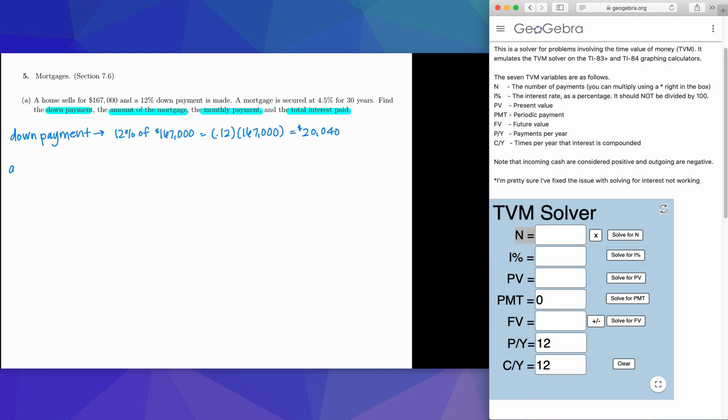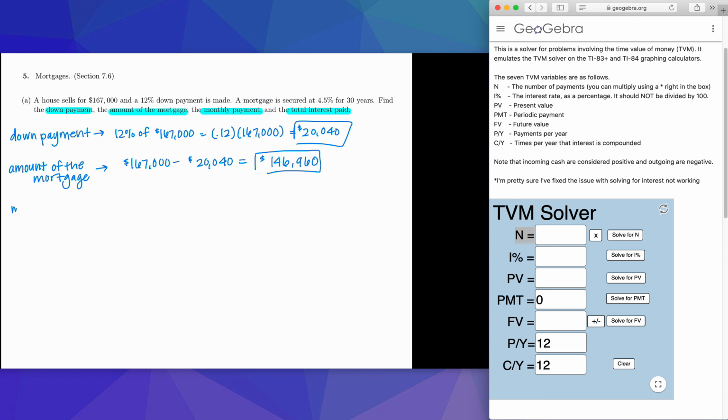Now, to get the amount of the mortgage, that's the amount we are going to finance. So the amount of the mortgage will be the $167,000 minus the down payment of $20,040. This is the amount that we will finance. When we do that calculation, we end up with $146,960. All right.